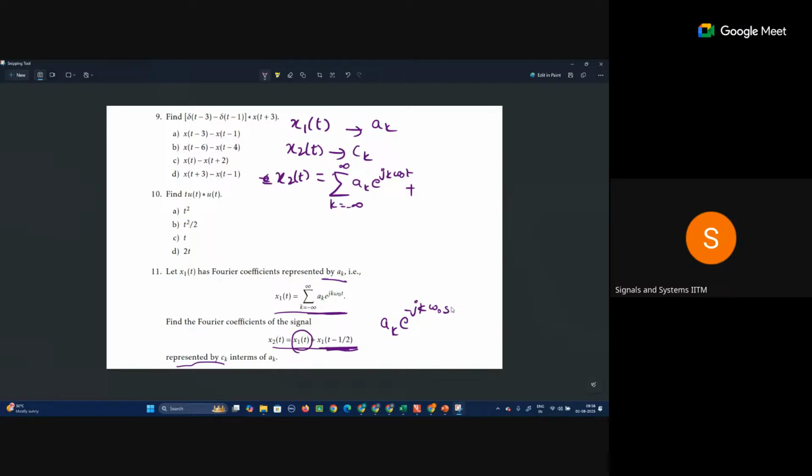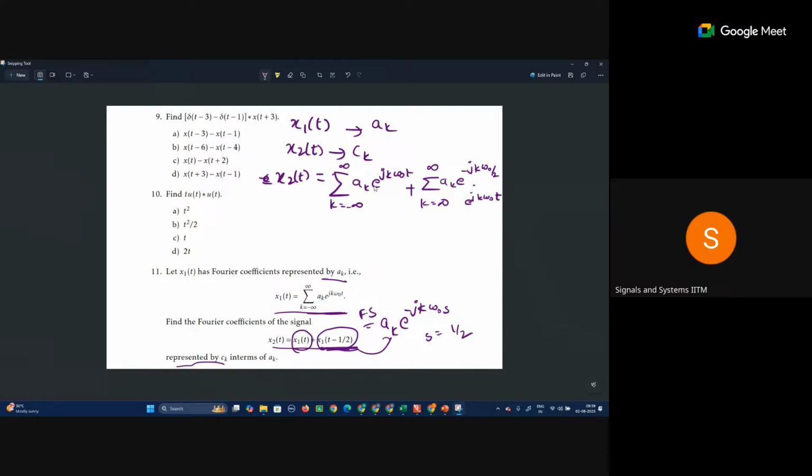Am I right? Here it is shifted by half, and there is one property, so the Fourier coefficients will be this. So here s is half, and we substitute it over here. It will be sigma k equals minus infinity to infinity a_k into e^(minus jk omega naught by 2) into e^(jk omega naught t).